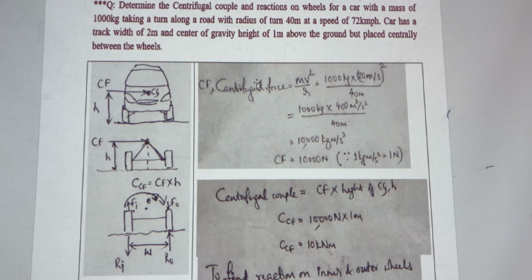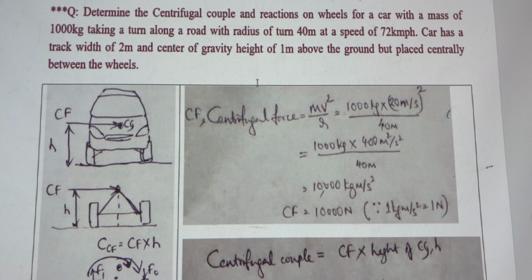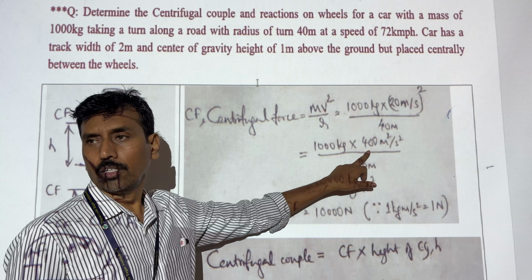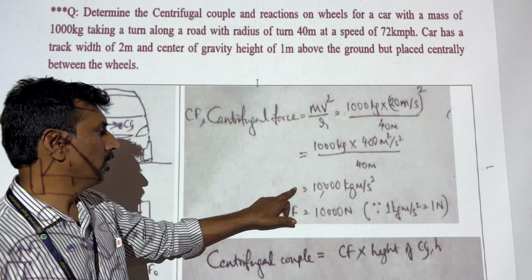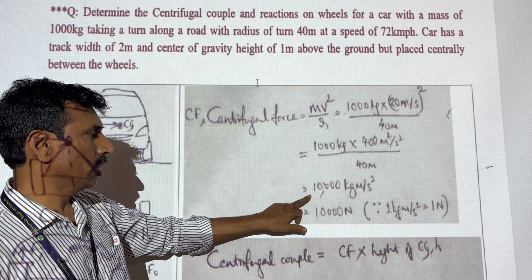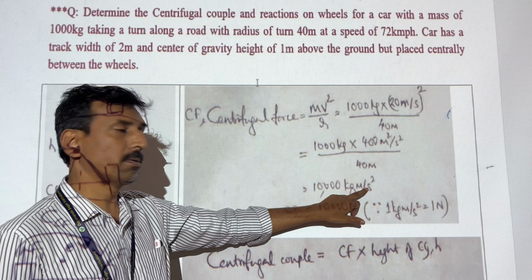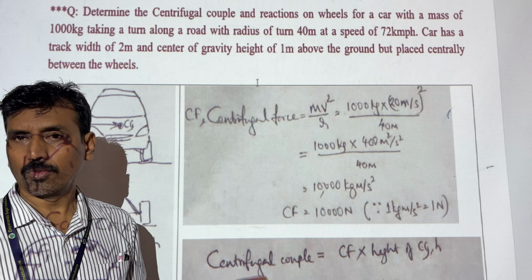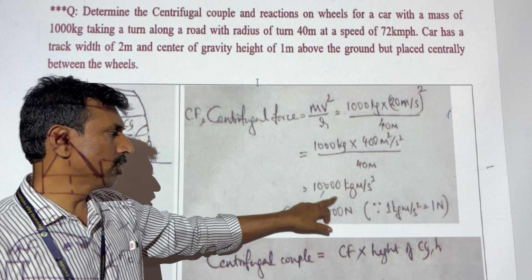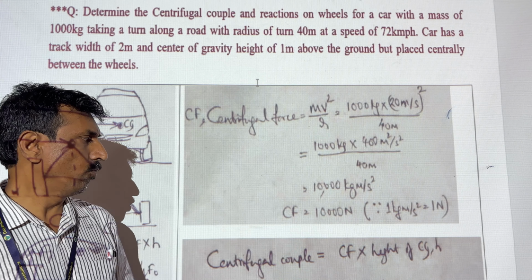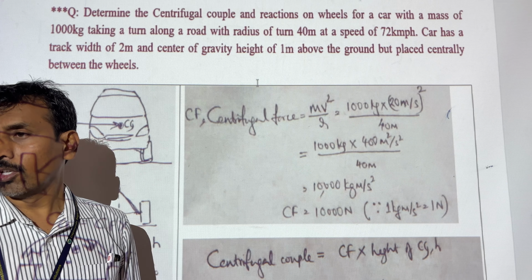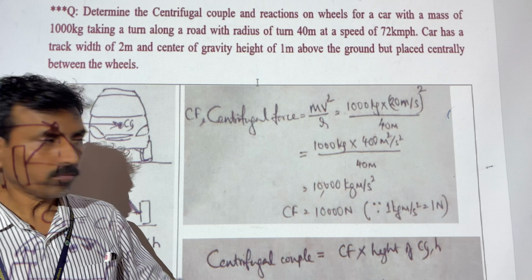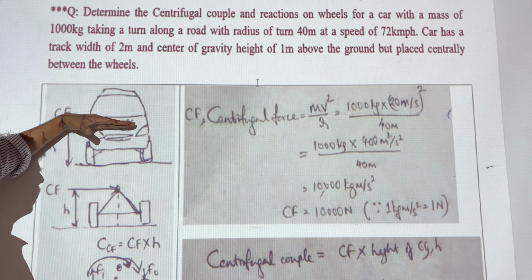So let me zoom this a little. Okay, it becomes 40. So finally, you get the centrifugal force as 10,000 kg meter per second square. You know what this kg meter per second square is? It is 1 Newton. So the centrifugal force is 10,000 Newton, which is approximately 1000 kgs of force. 1000 kgs of force being applied.